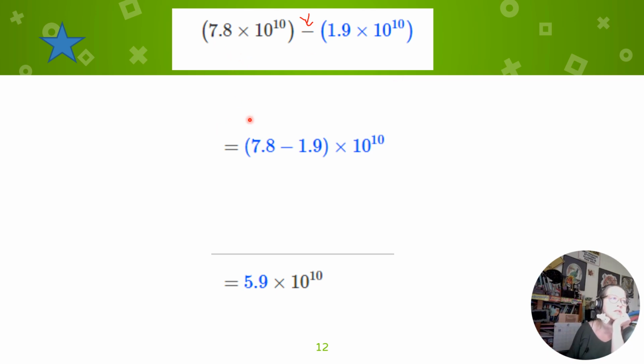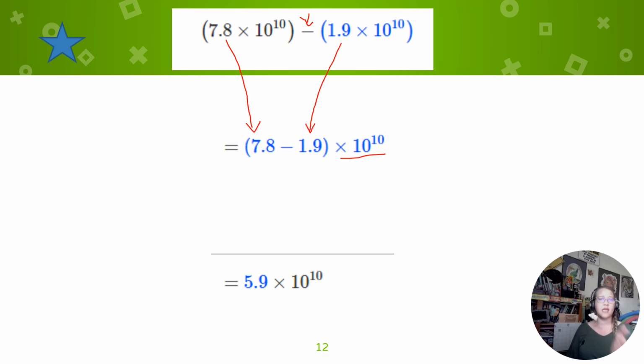Now, the next thing we need to do is we need to use the distributive property to smoosh our 7.8 and our 1.9 into the parentheses together. We're going to subtract them this time because this is a subtraction problem. And then we're going to multiply that by our power of 10. So let me get some arrows in there so you guys can see what happened here.